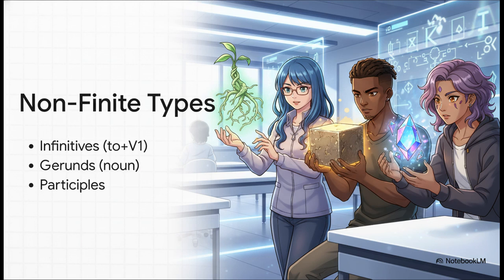First up, infinitives. These are the root verbs, usually taking the to plus V1 form. Second, we have gerunds. This is when the V4 ing form of a verb actually masquerades as a noun in the sentence. Sneaky, right? And third, participles, which come in present, past, and perfect flavors. Instantly recognizing these structures is what allows you to dissect incredibly complex sentences without breaking a sweat.